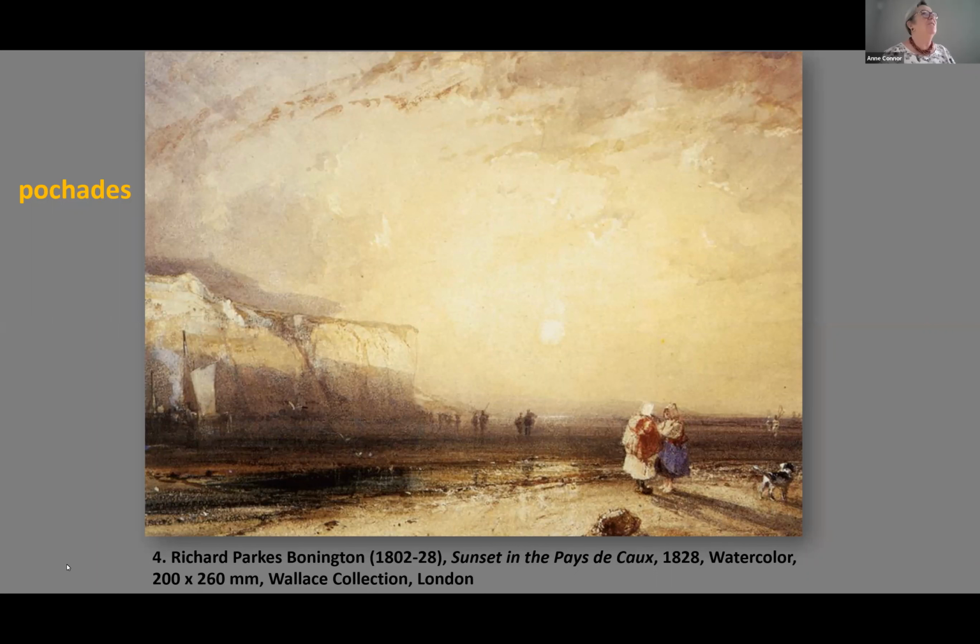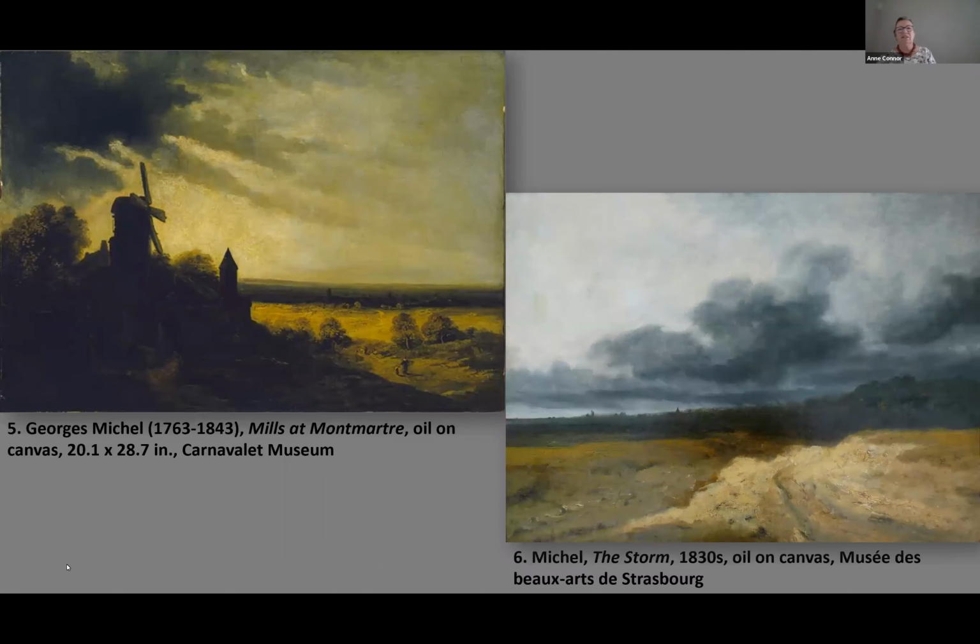But it's extraordinary. He was such a talented artist, and it's so sad that he died so young. Now, there is an artist who is considered the precursor of the Barbizon school as well, because he went and did paintings in that region. We talk about Georges Michel, who is very little known by now.